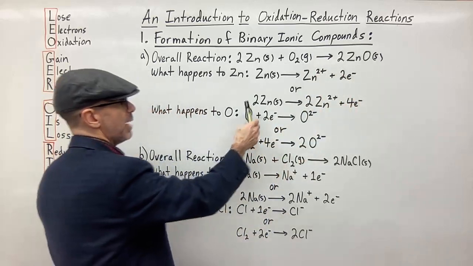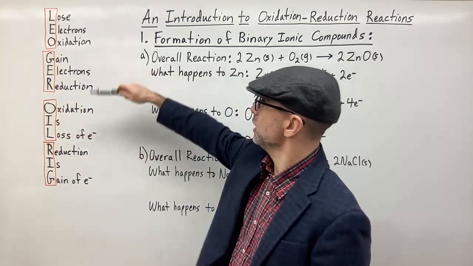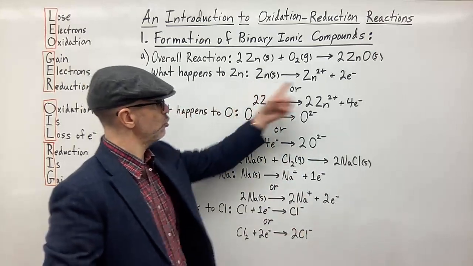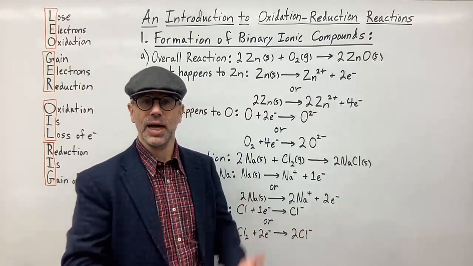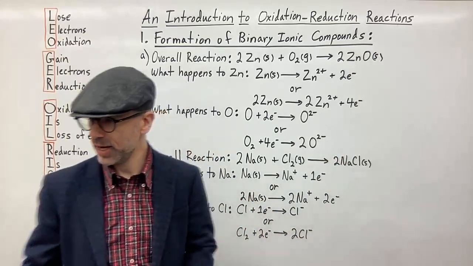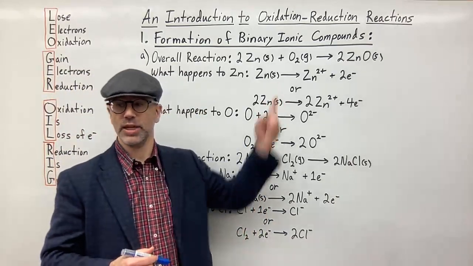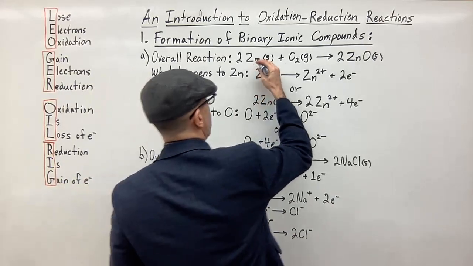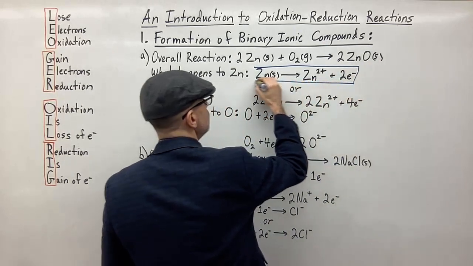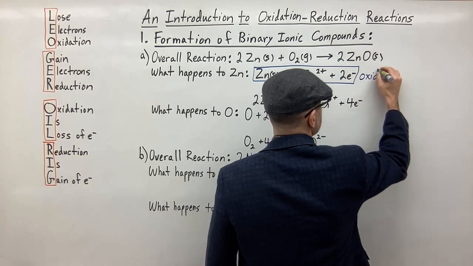Now, what's happening here? Well, we go to our Leo Grr or oil rig. Loss of electrons is oxidation. So here, zinc is losing electrons, so this is an oxidation half reaction. We can identify this by putting a box around the equation here. So if I box this one, here zinc is losing electrons, so we're going to label this oxidation.